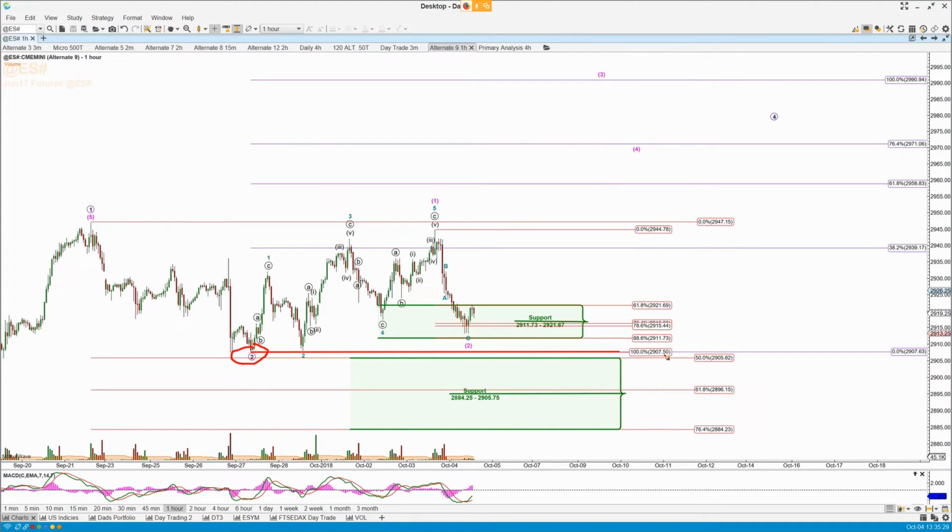Well, there's the origin of the diagonal, our red line, which is actually 2907.5. There's the 1, 2, 3, 4, 5, all in ABCs. And I would suggest that's fairly swift as a move down relative to the move up. At the moment, we've held support, 2911.73, and we've held just above it this morning, and we're attempting to bounce.